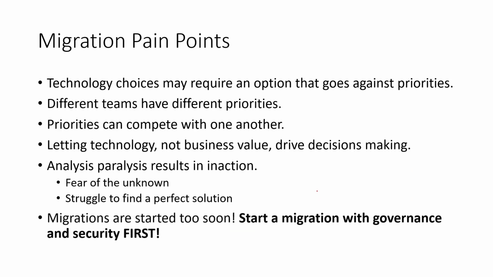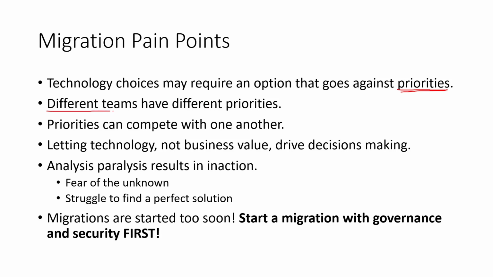These are some pain points, and I just want to point some of these out. Technology choices may require options that go against priorities. That's basically saying technical choices like app remediation. If you want to move fast and your app requires remediation, that's going to require you to go to something like VMs. That's kind of what that's getting at.